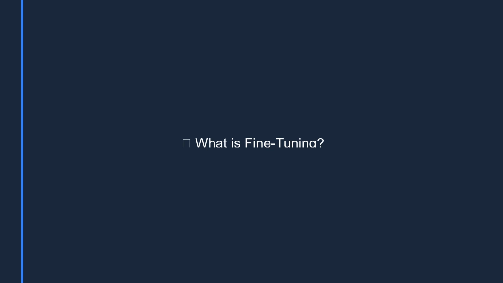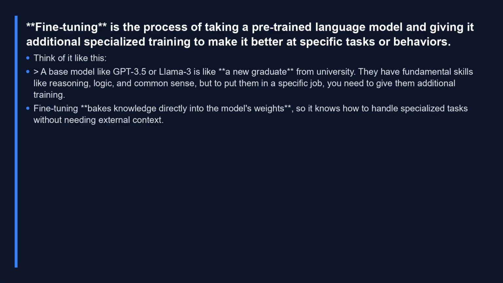What is fine-tuning? Fine-tuning is the process of taking a pre-trained language model and giving it additional specialized training to make it better at specific tasks or behaviors. Here's the analogy that makes this click. A base model like Llama 3 or GPT 3.5 is like a new university graduate: sharp, well-rounded, capable of reasoning through almost anything. But if you need them doing cardiac surgery or arguing a patent case, you need to train them further. Fine-tuning is that specialized training.